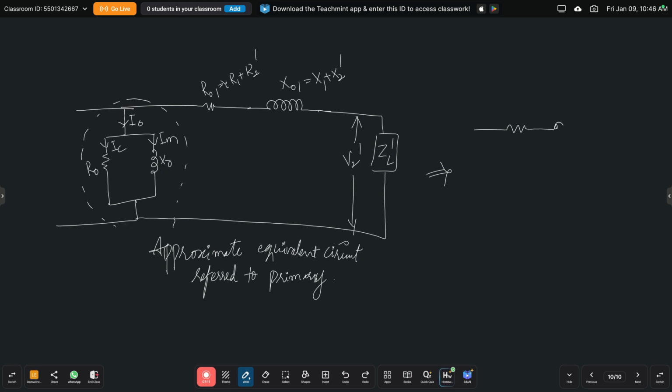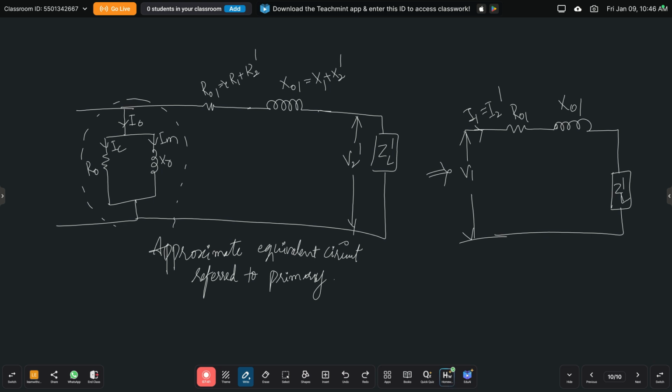So that is the resistance, the reactance and the impedance ZL dash. Here we represent R01 and X01. Here the primary voltage is represented as V1. Based on that, the primary current I1 is equal to I2 dash. So this is the approximate equivalent circuit referred to the primary side.